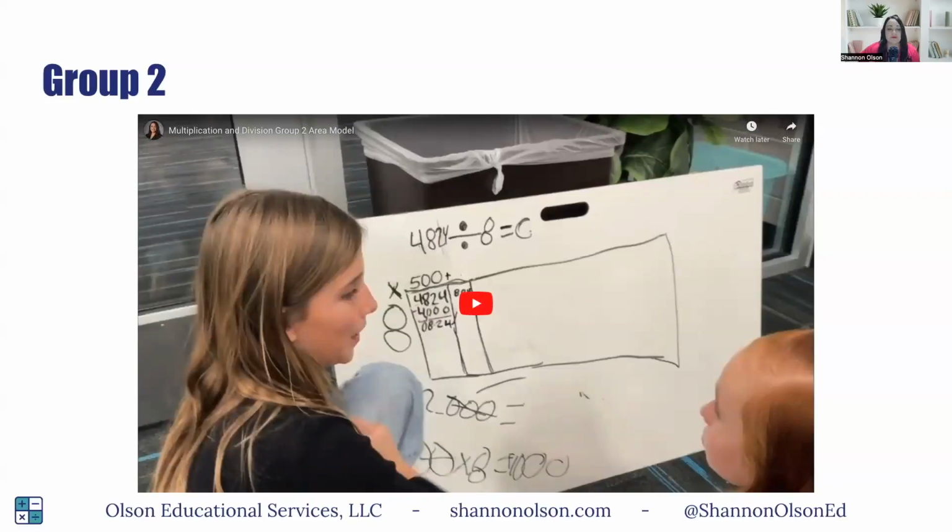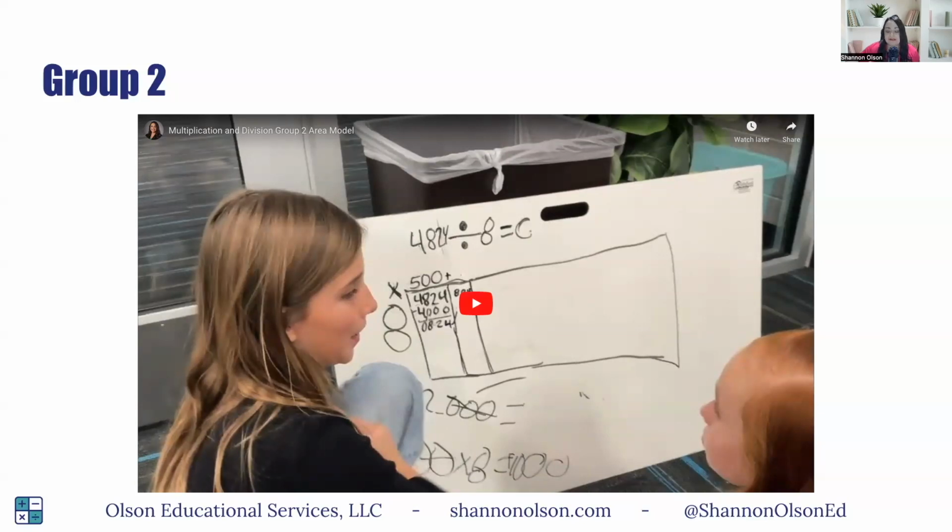I'm thinking about group 2. Go ahead and add to the chat box a few things you notice and wonder about their thinking. A few things I noticed as evidence of them understanding: they do understand the area model. They understand computation and the relationship between multiplication and division. They were able to reason about how 500 groups of 8, or 8 groups of 500, would fit into the 4,824, but 1,000 groups would not. They knew that 1,000 groups of 8 would be too much.